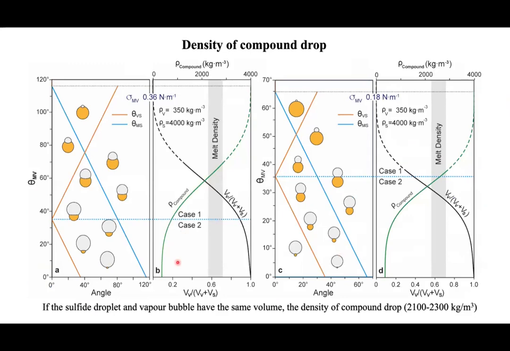Firstly, I just calculated the density of the compound drop. You can see that if we change the shape of the compound drop, its density will change from here, increasing to here. This region is the melt density. So we can see that for most of the compound drops, the density will be less than the density of the melt. So it means the compound drop contributes a lot of buoyancy to the upward transport.